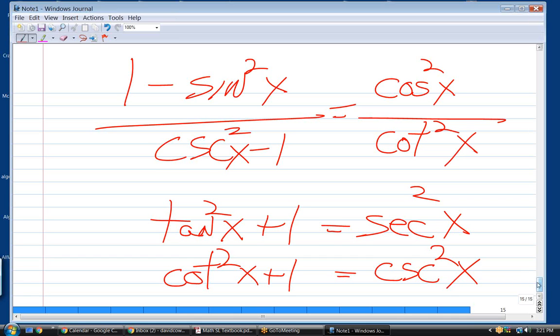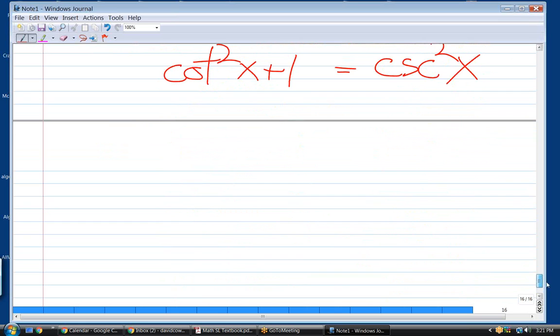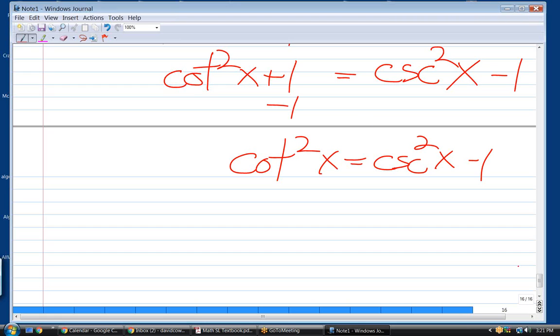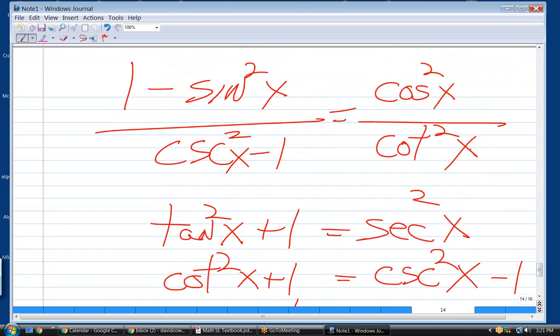In other words, if you do the algebra, all these are is algebraic manipulations. I'm going to subtract 1 from both sides. I'm left with cotangent squared of x equals cosecant squared of x minus 1. And since this is what we were given, I'm going to substitute one term for it. So cotangent squared goes there.